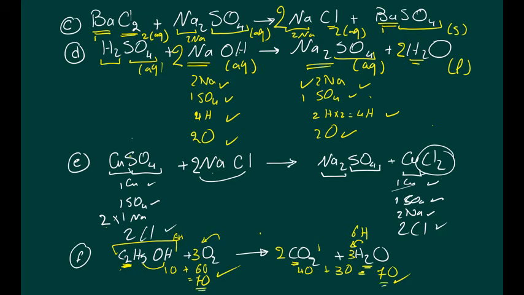I multiplied by 2, it became 5, which is not correct. So I multiplied by 3, making 6 plus 1, 7 oxygen on the left-hand side, which is equivalent to 7 oxygen on the right-hand side.